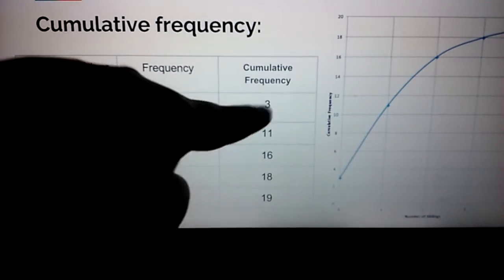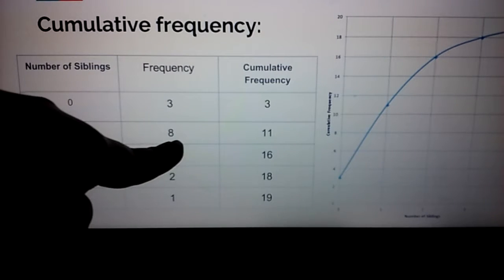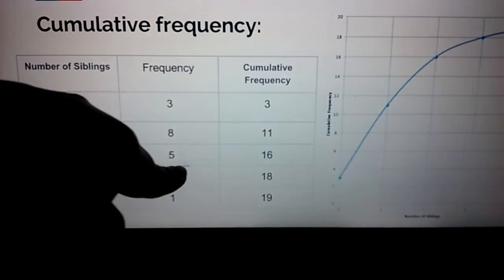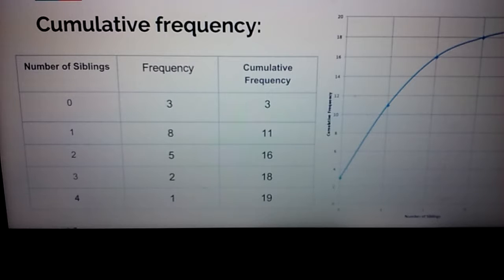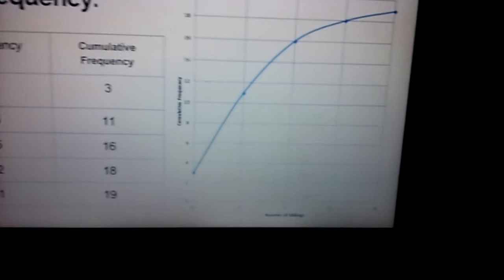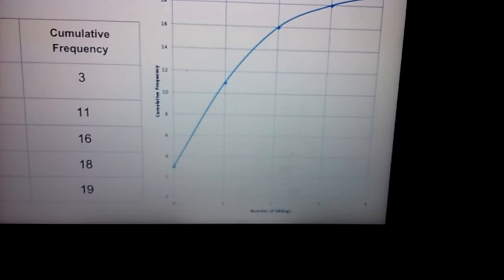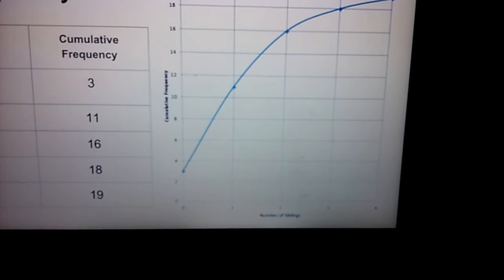So you want to start off with 3, then you want to add 8, which is your current frequency, to get your cumulative frequency, which is 11, and you want to keep doing that as you keep going. After you find your cumulative frequency, you want to graph your cumulative frequency. So right here, you can see a graph done. This is the number of siblings, which is what we're measuring, and this is the cumulative frequency data.